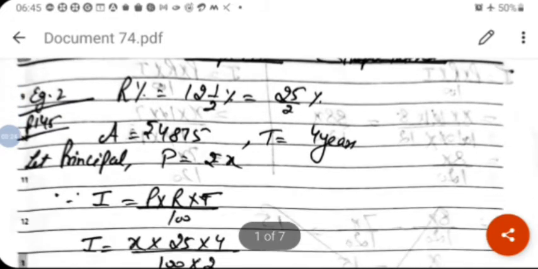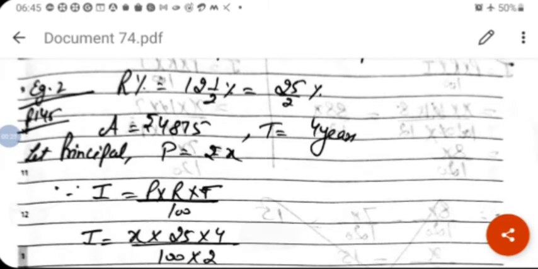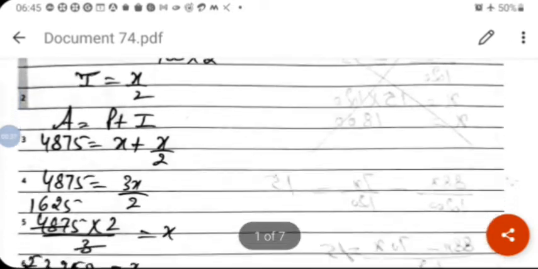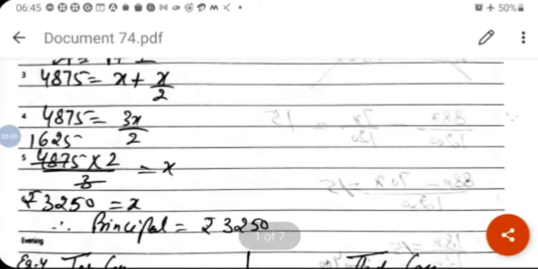So we have assumed the principal as x. Applying the formula, interest is equal to P into R into T upon 100, we get the interest as x upon 2. Now amount is P plus I. Amount is 4875, principal is x and interest is x upon 2. Solving, we get the value of x as 3250. So the amount invested, or the sum, or the principal is 3250.